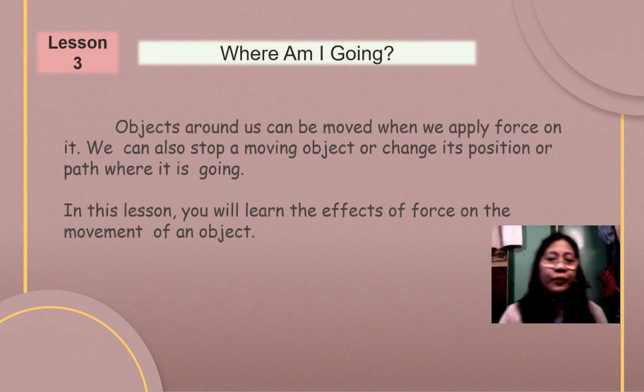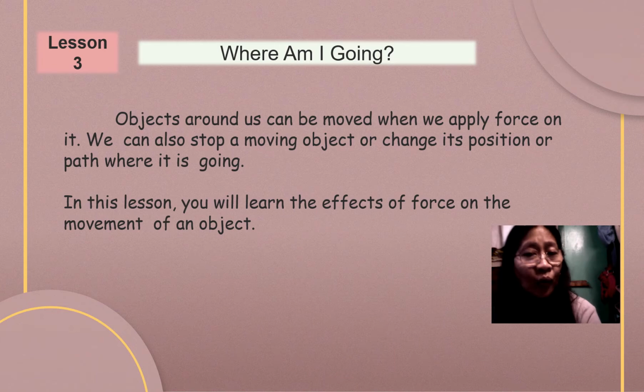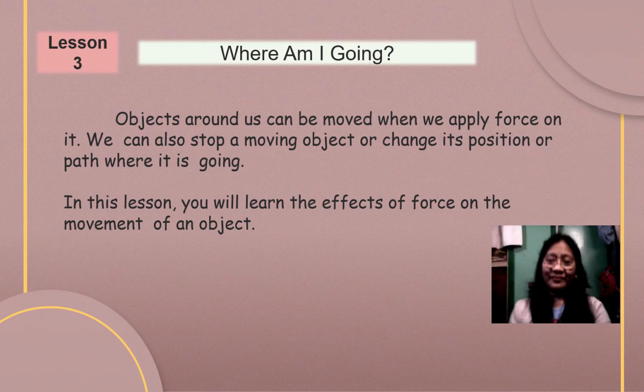For lesson number 3, where am I going? Objects around us can be moved when we apply force on it. We can also stop a moving object or change its position or path where it is going. So in this lesson, you will learn the effects of force on the movement of an object.